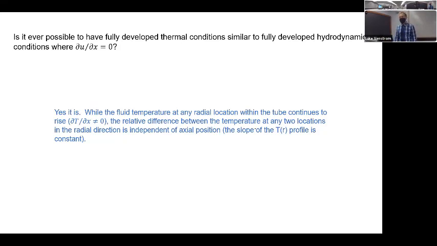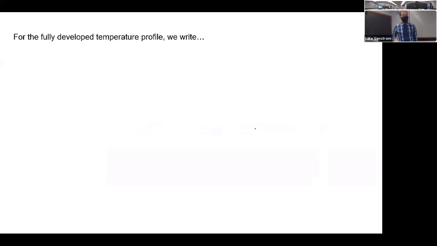While the fluid temperature at any radial location within the tube continues to rise, so there is a non-zero dT/dx, the relative difference between the temperature at any two locations becomes independent of position. Or another way to say that is, like Daniel said, the slope of the T profile is constant in the flow direction. So let's talk about how we characterize that.